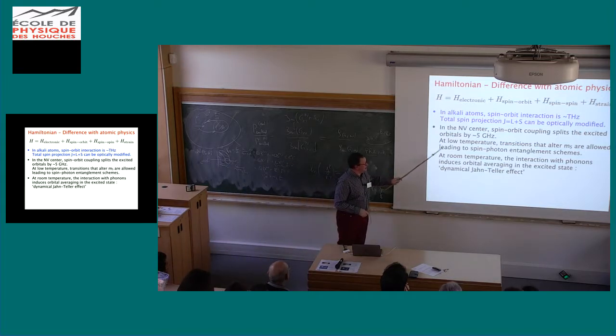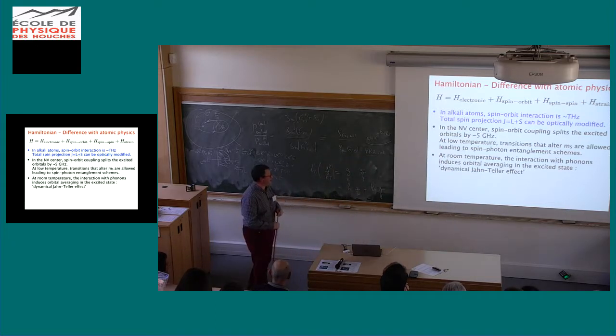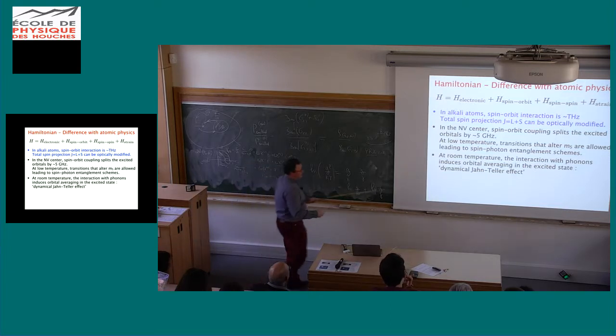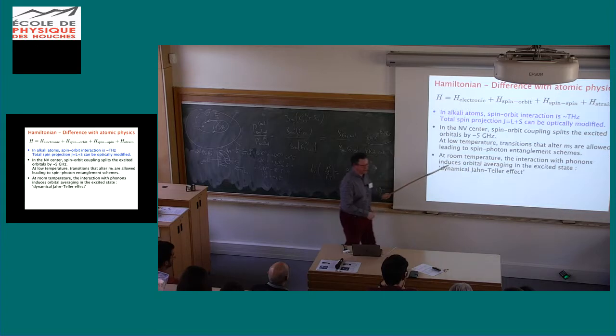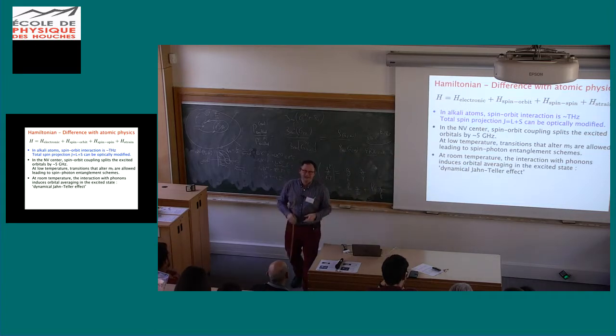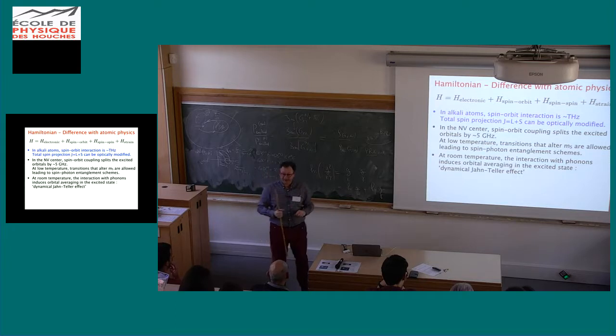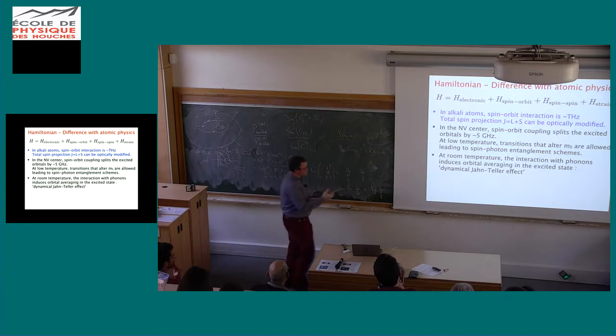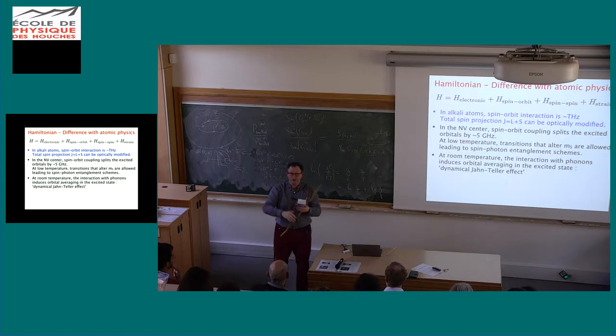And that can lead to spin-photon entanglement schemes that have been, for instance, extensively studied in the group of Mikhail Lukin. On the other side, at room temperature, what I will have is the interactions with the phonons. As I mentioned before, remember my toy model for the Jahn-Teller effect. I explained to you that in the excited state, you can have distortion of the lattice. And this is exactly what will happen. So then, in the system, the Jahn-Teller effect will be dynamical, and it will somehow average all these structures.